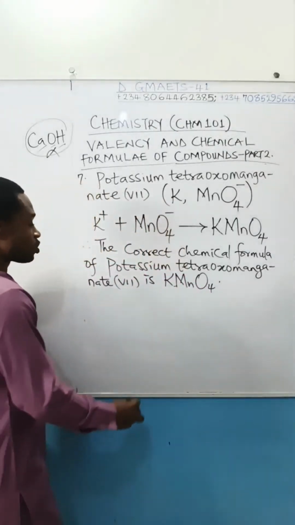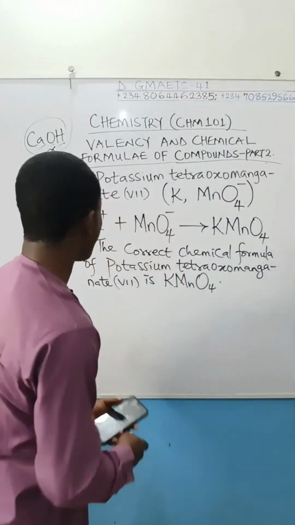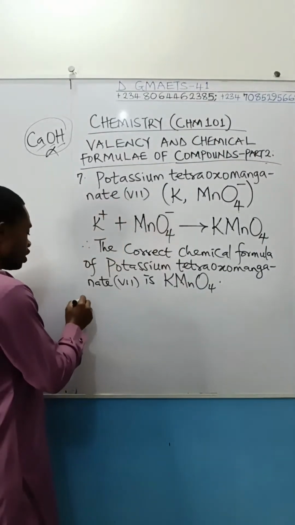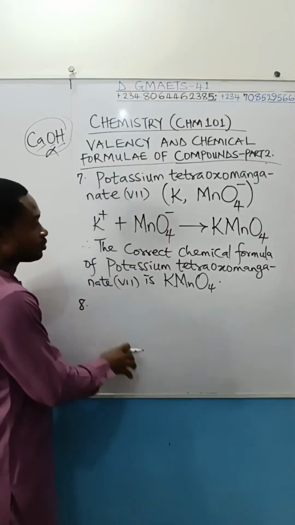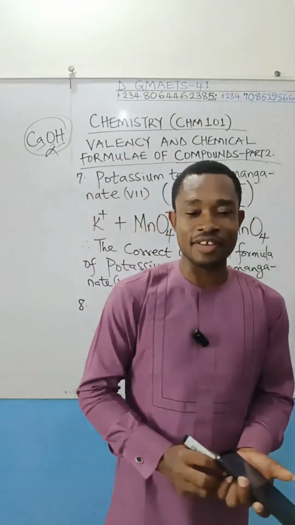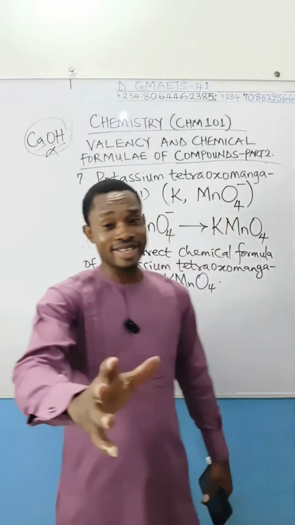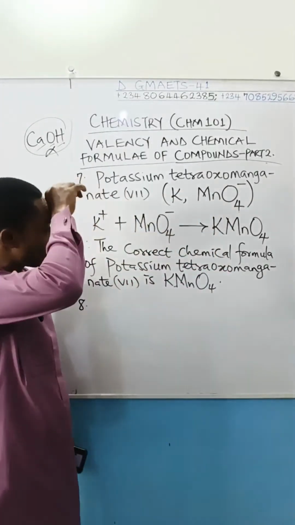We are dealing with how to write correct chemical formula of compounds. We're using the knowledge of valency to do that. This class is streaming live from Nigeria, okay? A state called Anambra State. Let's move on.